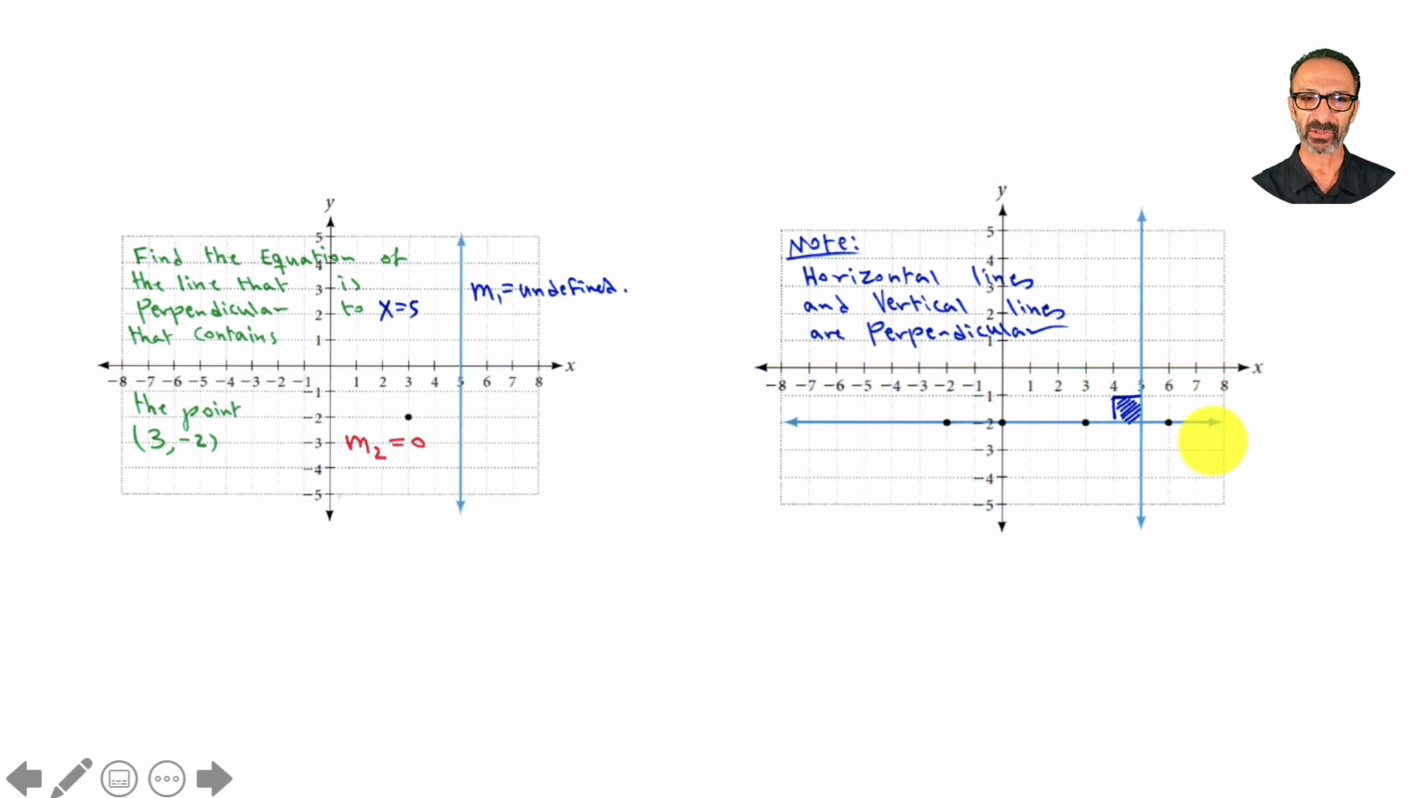If you want the equations, the equation for the vertical line is x equals 5, and the equation for the horizontal line, which is perpendicular to it, is y equals negative 2, and that should do it.